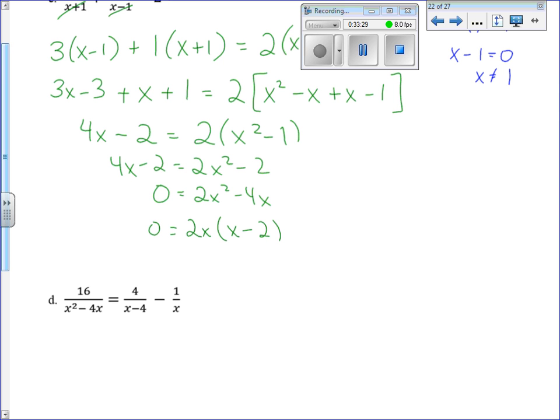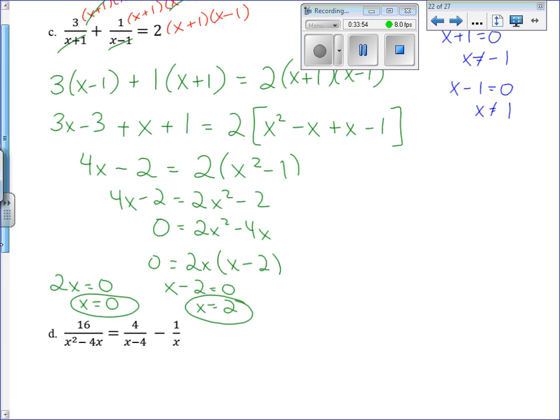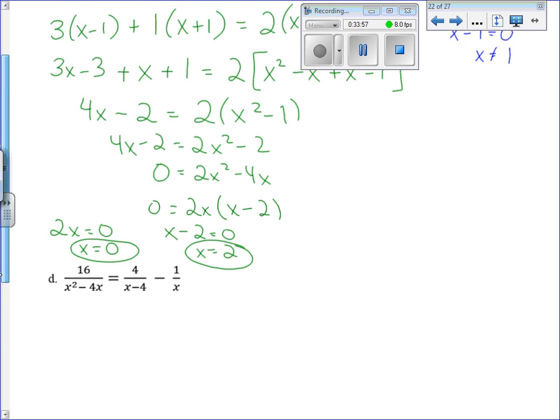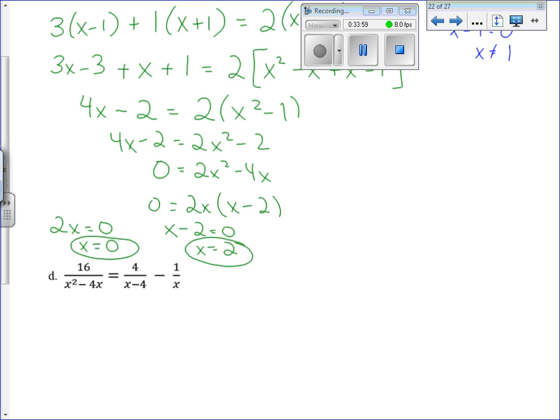And what that then means is 2x equals 0, so x equals 0 is one solution. And x minus 2 equals 0, so x equals 2 is a solution. In the effort of moving on to do some more questions, I'm not going to bother verifying this one, but I could. You can also verify it quickly on a calculator.